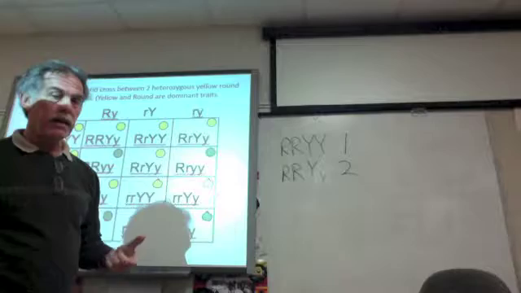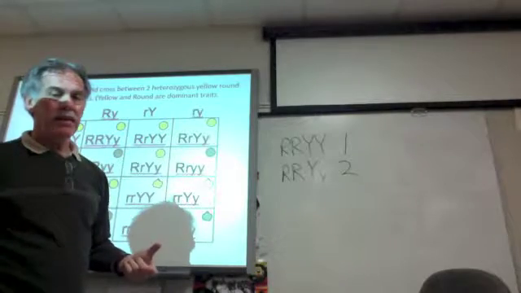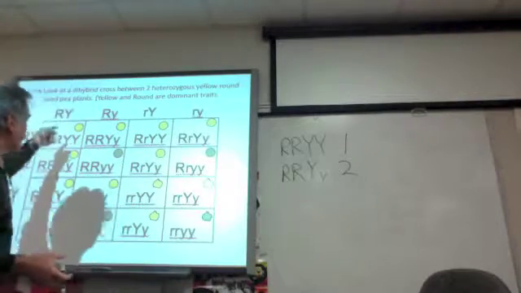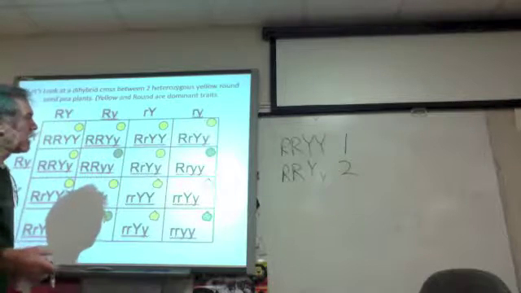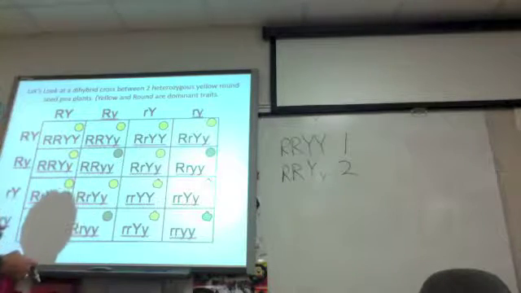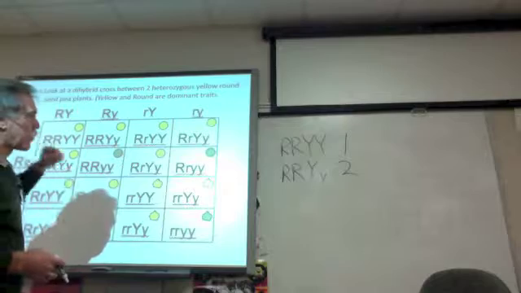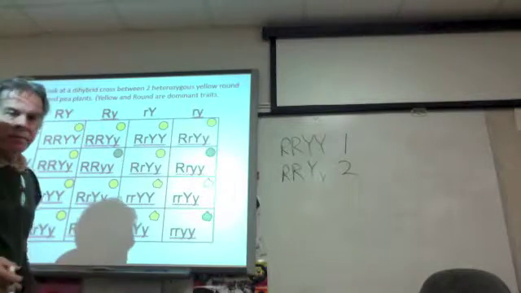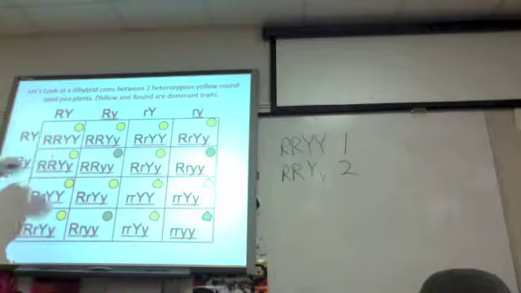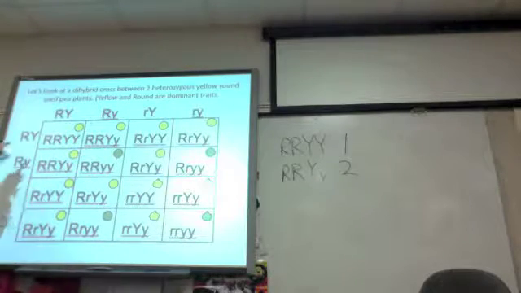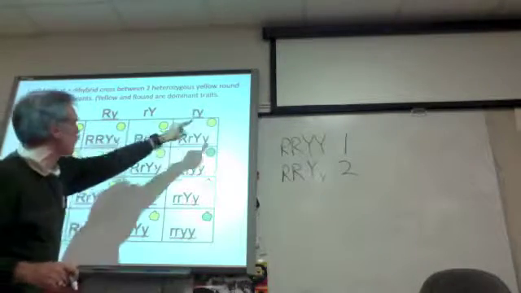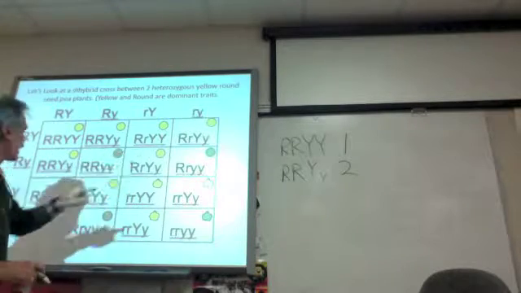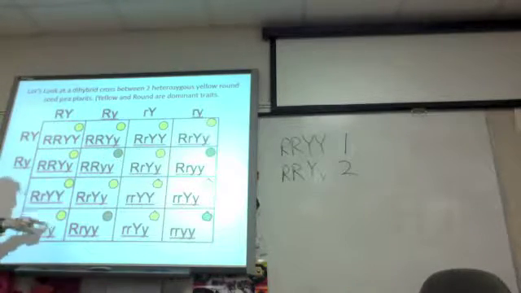Phenotypic ratio is what they look like. Okay? So when we do the phenotypic ratio for this, we go through, and it looks like you're going to have a 9 to 3 to 3 to 1. Okay? So, what do we mean by 9? Well, round and yellow. Count how many round yellows there are. 1, 2, 3, 4, 5, 6, 7, 8, 9.